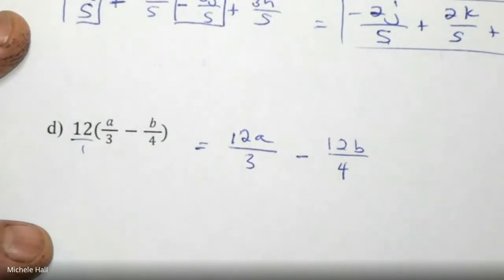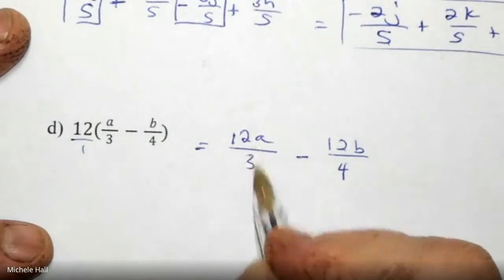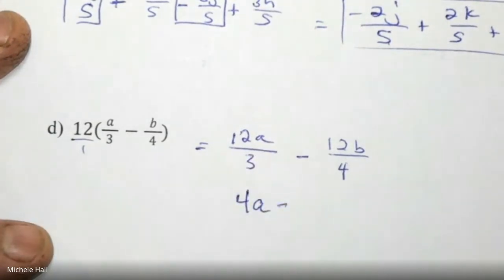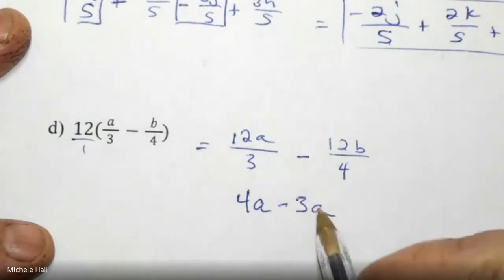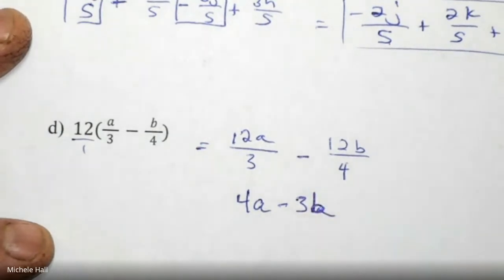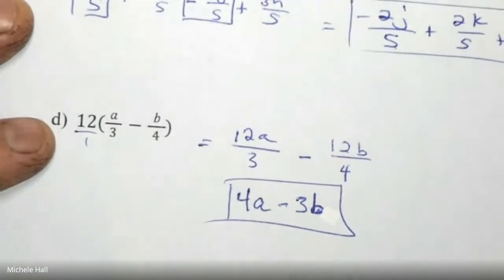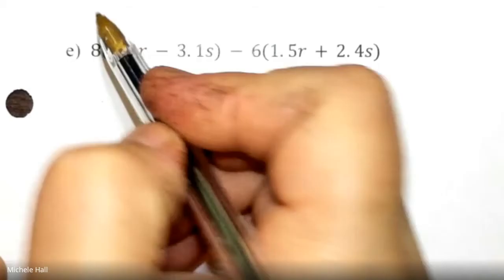But what do I need to check? Reduce. What's 12 divided by 3? So 12a divided by 3 is 4a minus 12b divided by 4 is, whoops, what am I doing? That's a b. Distributive property.